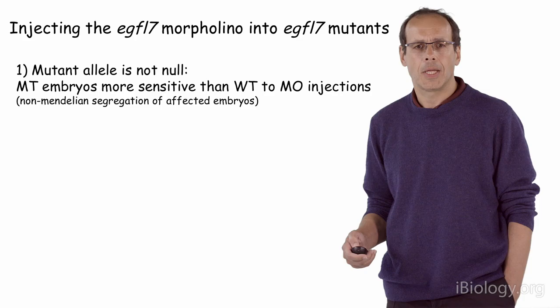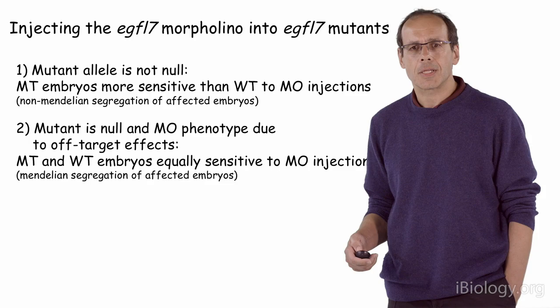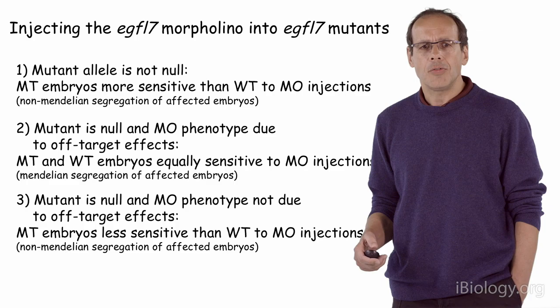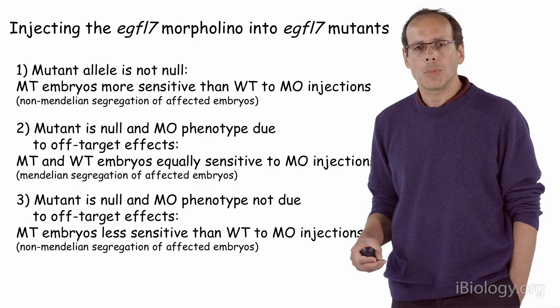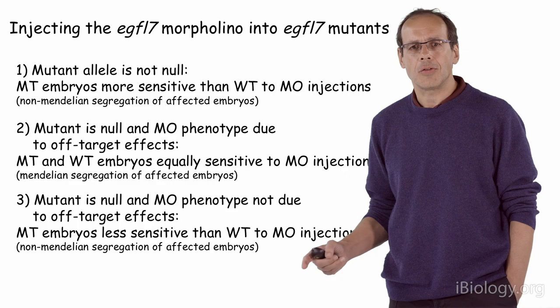If the mutant is null and the morpholino phenotype is due to off-target effects, then essentially the genotype of the embryo should not matter. The mutant and wild-type embryos should be equally sensitive to morpholino injections. However, if the mutant is null and the morpholino phenotype is not due to off-target effects, then the mutant embryo should be less sensitive than the wild type to the morpholino injections. And this is exactly, in fact, what we saw.